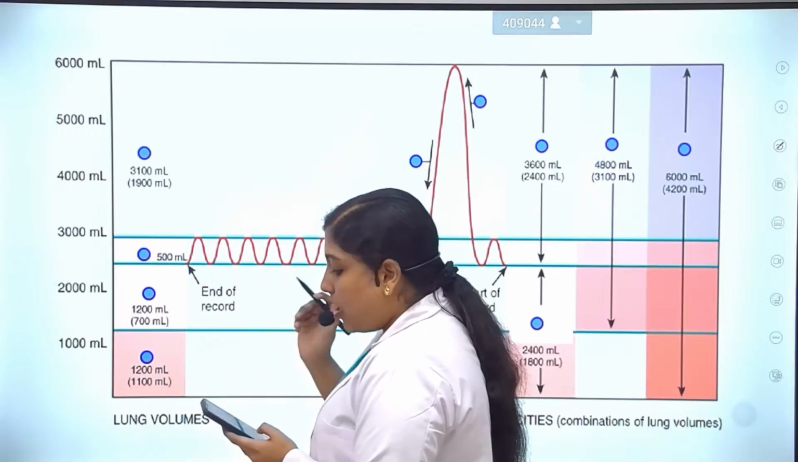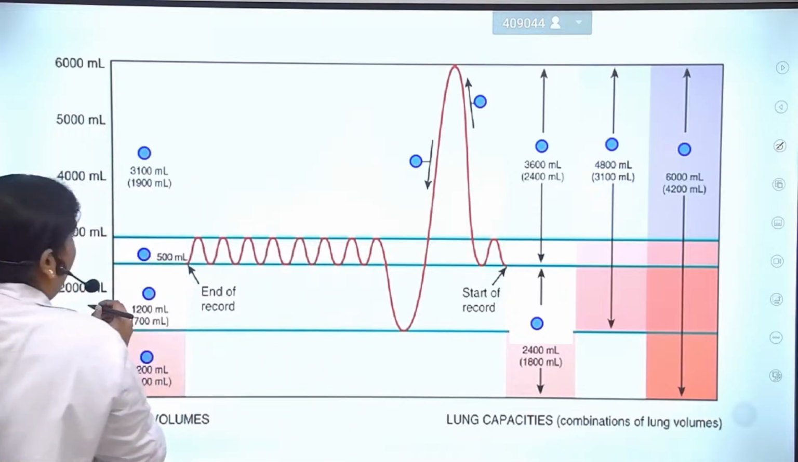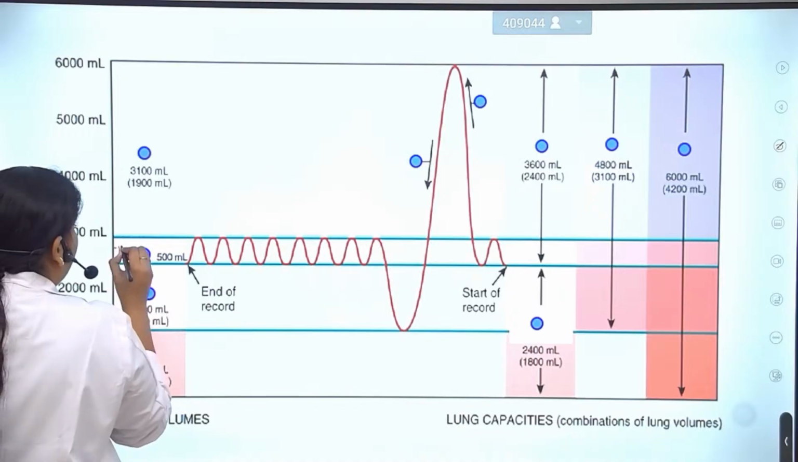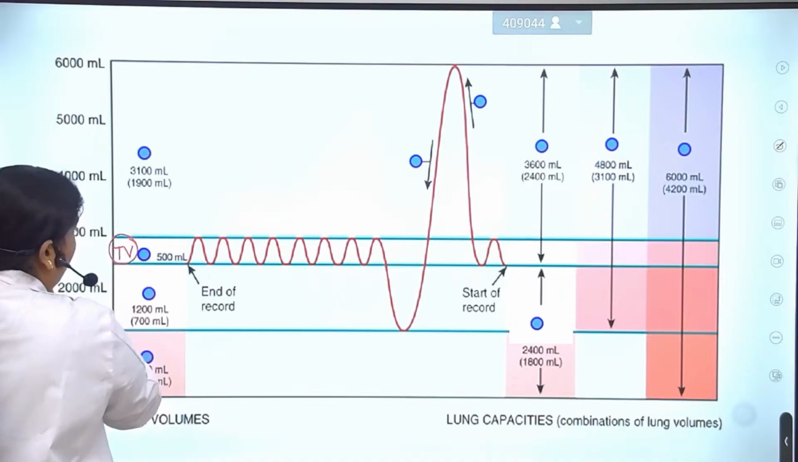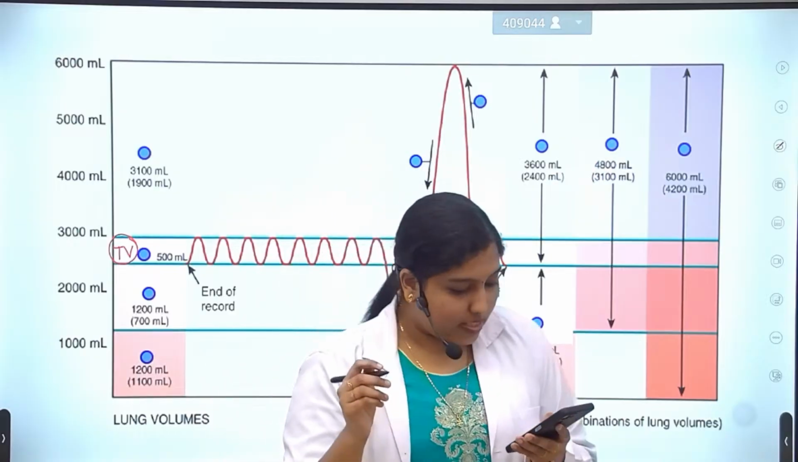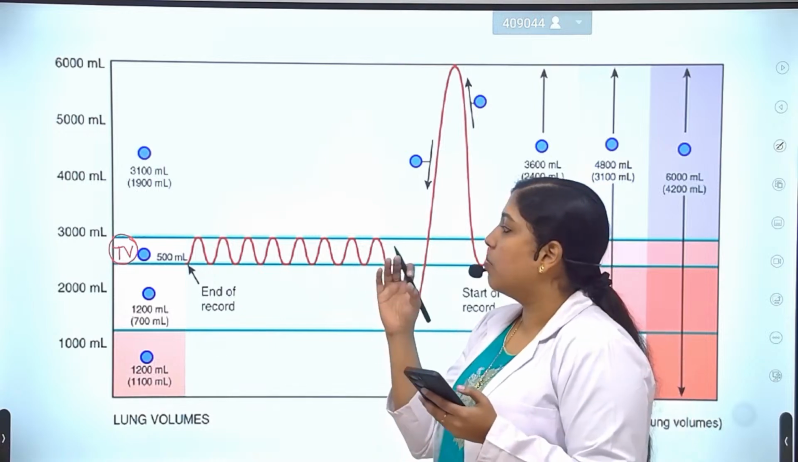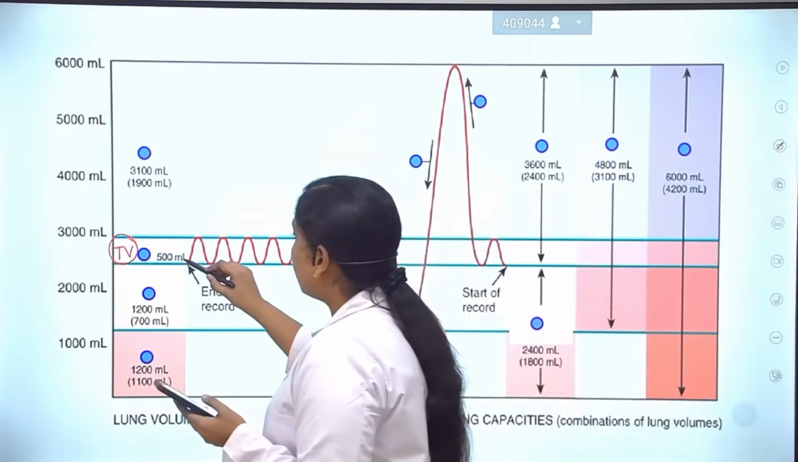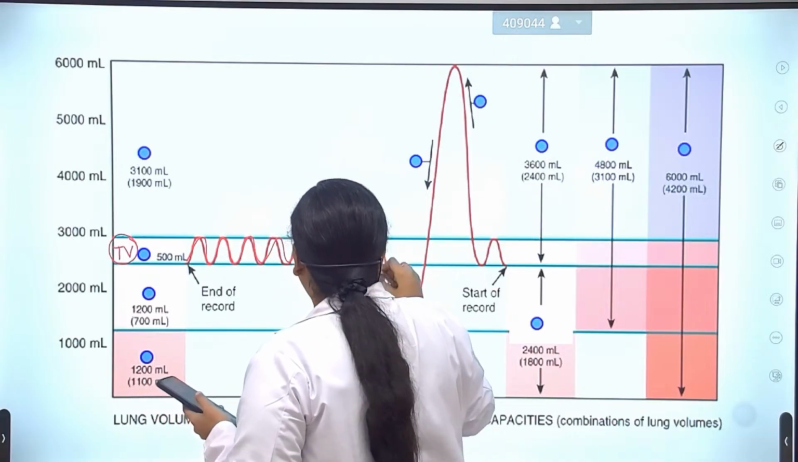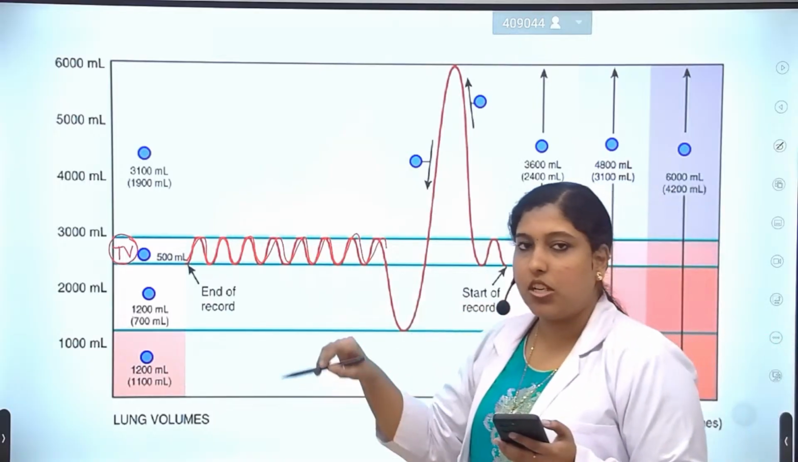First and foremost, you have to remember the tidal volume. What is meant by the tidal volume? The amount of air present inside the lungs during your normal inspiration and expiration is termed as tidal volume. That is almost 500 ml. The amount of air going inside the lungs during normal inspiration and expiration is termed as the tidal volume.